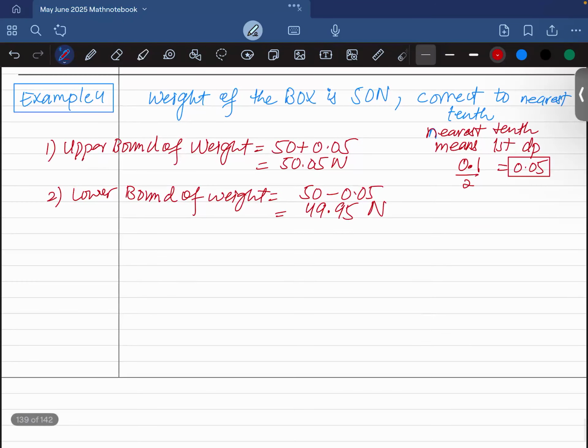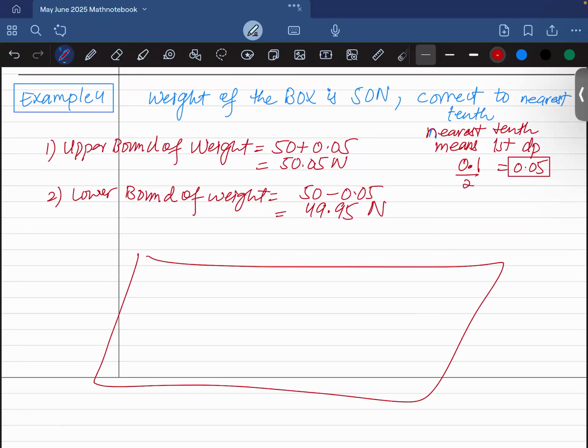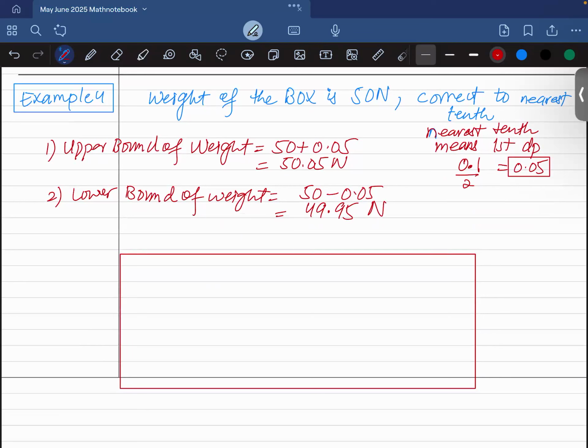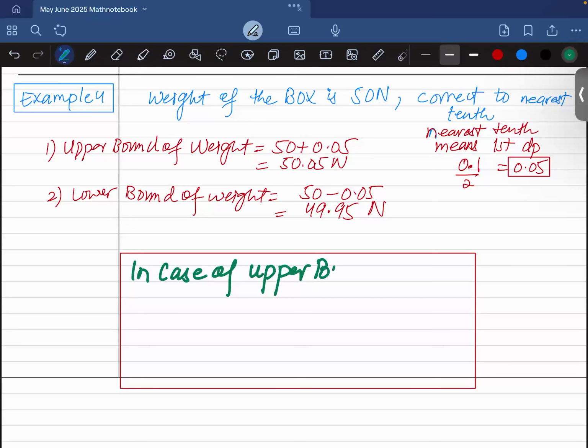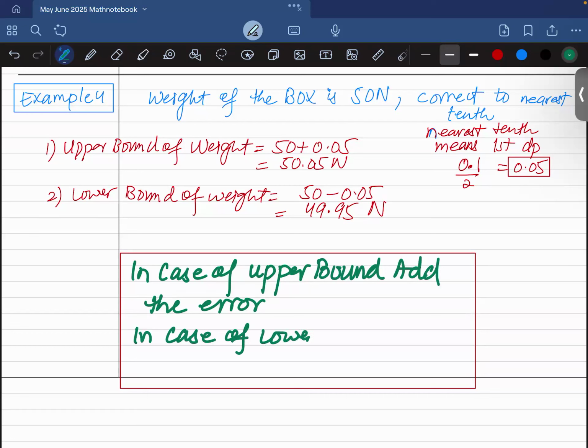So let me summarize it here. Please pay attention. It says that according to the topic, in case of upper bound, add the error. And in case of lower bound, what we do? Subtract the error. Very good. Subtract, minus, subtract the error.